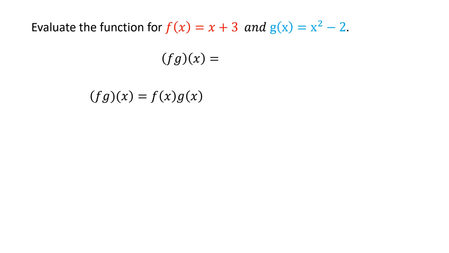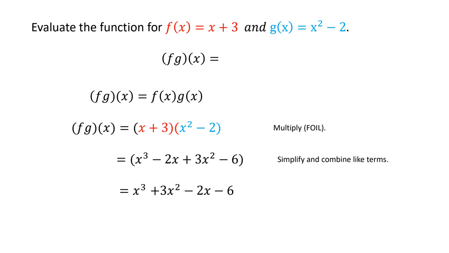My f of x is my red one, which is x plus 3. My g of x is my blue one, which is x squared minus 2. And again, I'm going to do FOIL. So we have x times x squared, which is x cubed. X times the minus 2 is the minus 2x. Then we have the 3 times the x squared, which is 3x squared. And the 3 times the negative 2 is the negative 6.